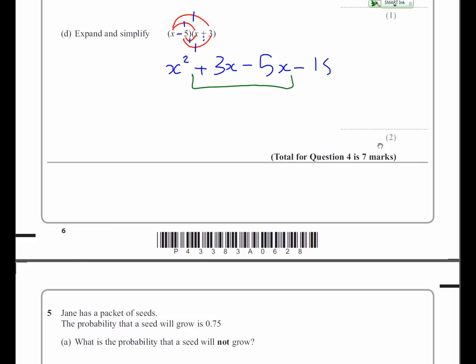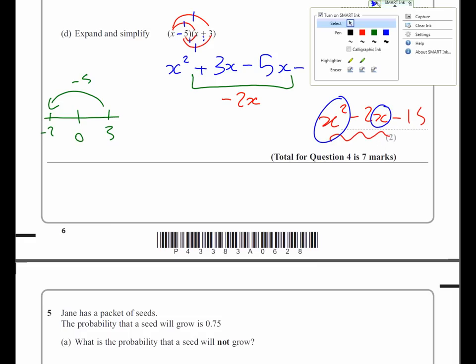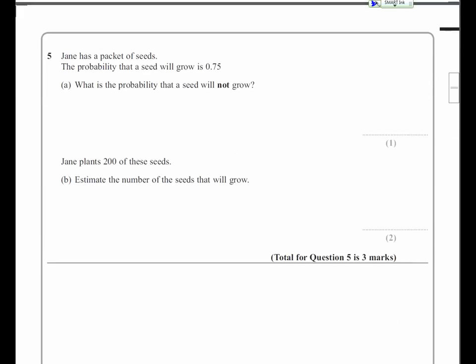Now look at how this simplifies your x terms. You've got 3 x's, you take away 5 x's, so you're starting on 3, you're hopping back 5, you're going to get to minus 2. So the answer there is x squared minus 2x minus 15. Don't try and put these together. These are x squareds. These are x's. They're different.